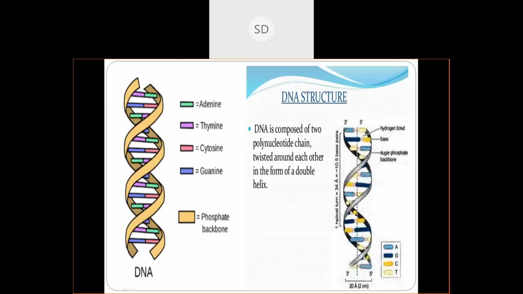Okay. Next, so this is the DNA structure. Okay, this DNA they are composed of polynucleotide chain. So this is the chain. Okay, so this is the two chain. That is the polynucleotide chain. They are twisted around each other. You can see they are twisted. They are twisted around each other in the form of double helix. Double helix means they are double, isn't it? Two two. So they are known as double helix.